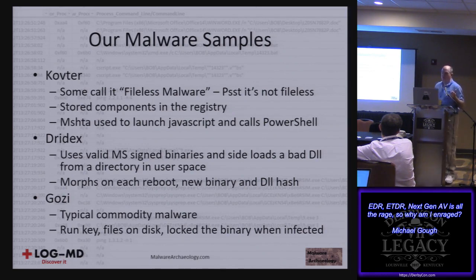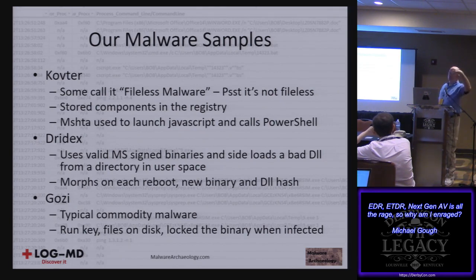So if you do good logging, you'll catch all that. And some of the EDRs will do that as well. But you have to know what to look for. Kovter also stores components in the registry. MSHTA was used to launch JavaScript and calls to PowerShell, a pretty typical thing, right? Living off the land, using a built-in utility to launch other stuff and scripts, because AV won't detect any scripting.